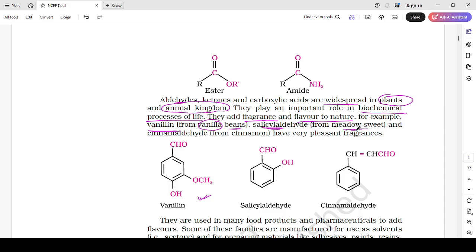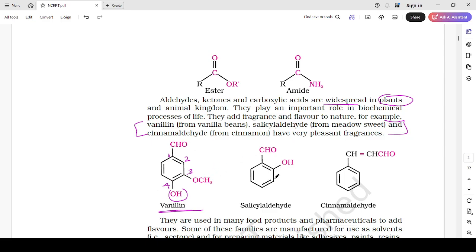Salicylaldehyde from meadowsweet and cinnamaldehyde from cinnamon. The common names, their sources, along with their structures are important for us. Let us look at the structure of vanillin here. I have benzene, to which I have an aldehyde. I have an OH group as well.